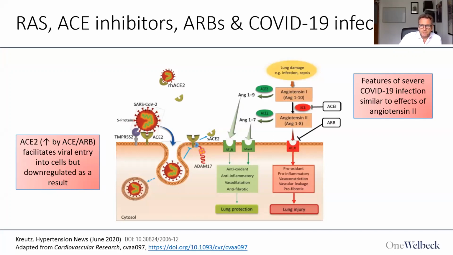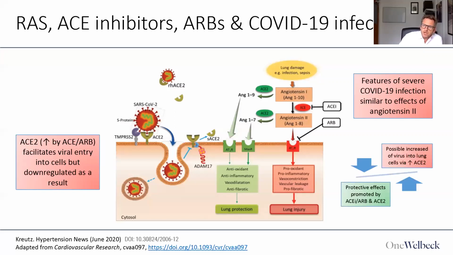That's the angiotensin 1 to 7 and 1 to 9, which are created by cleavage of angiotensin 1 and 2 by our old friend, the ACE2 enzyme. And ACE2 is increased, as we said earlier, by ACE inhibitors and ARBs. So we've got a balance here between possibly increased entry of virus into the lung cells via ACE2 and possibly protective effects promoted by ACE inhibitors and ARBs and also mediated by ACE2. So there's scientific equipoise here. So we still don't know.